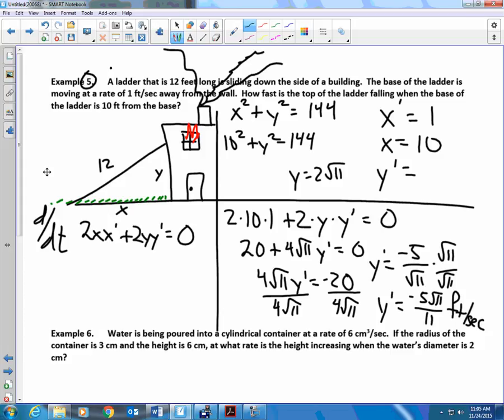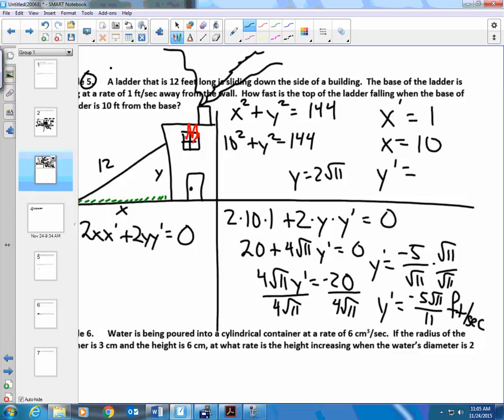Can somebody tell me why my derivative is negative? Falling down. Very good. So this accounts for the fact that it's moving down. What do you think? Too easy. All right. Thank you.